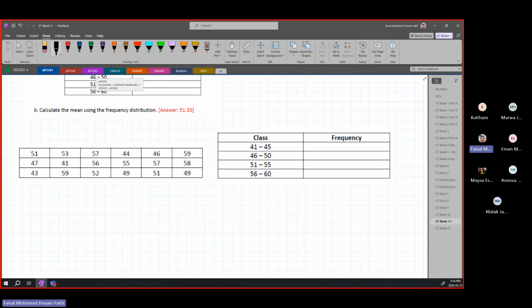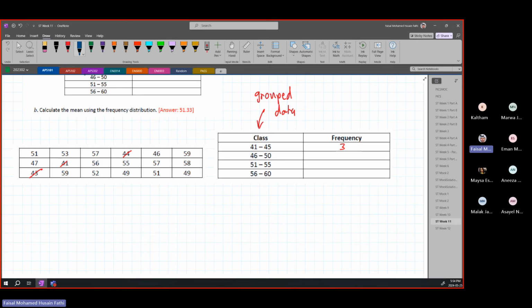Notice that the class starts from 41, ends at 45. The next one starts from 46 and ends at 50. All right. So meaning that these are both inclusive of the numbers at the beginning and at the end, at the lower and upper limit. This is what is meant by grouped data, by the way. All right. This is grouped data, as in you have a range. So if we want to fill this out, let's fill out 41 to 45 first. So this is 1. 41 to 45, this is 2. 41 to 45, this is 3. 41 to 45, that's it. So the first one is 3.